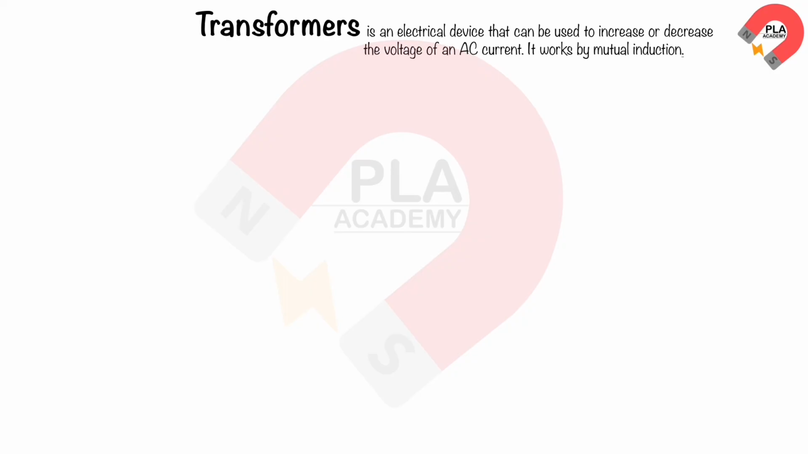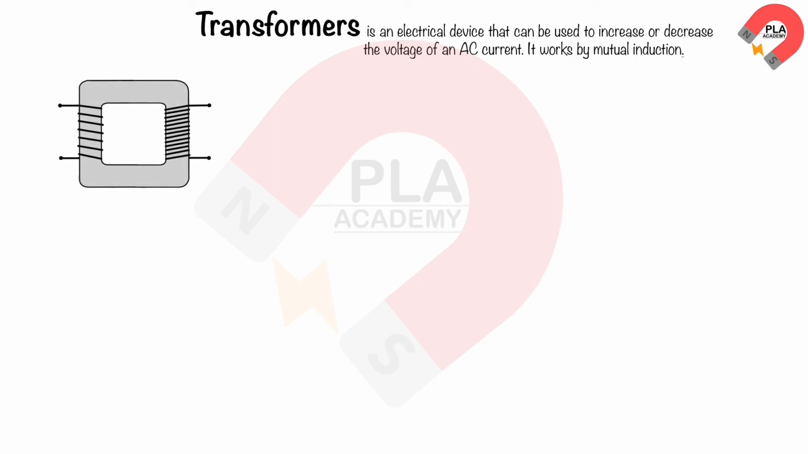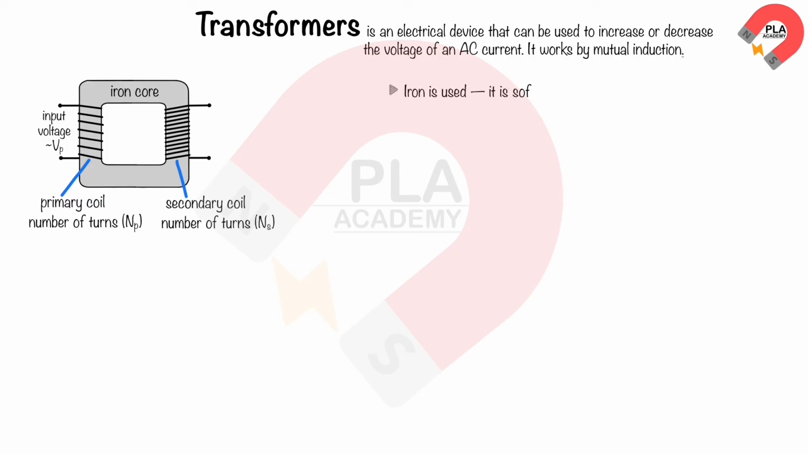A simple transformer. A transformer is an electrical device that can be used to increase or decrease the voltage of an AC current. It works by mutual induction. It has 4 main components: the AC input power supply, primary coil, iron core, and secondary coil. Iron is used because it is a soft magnetic material that is easily magnetized and demagnetized.